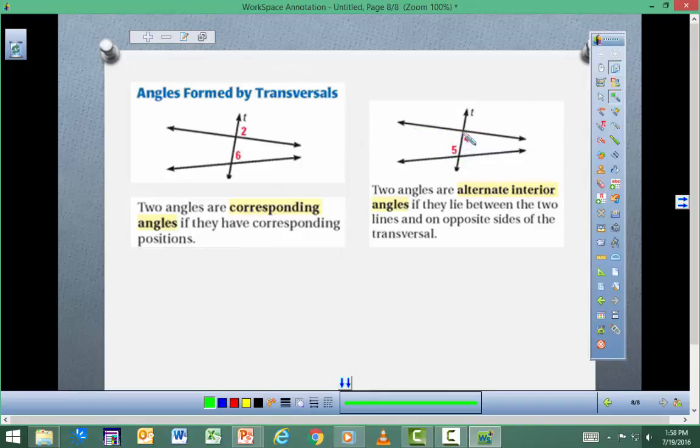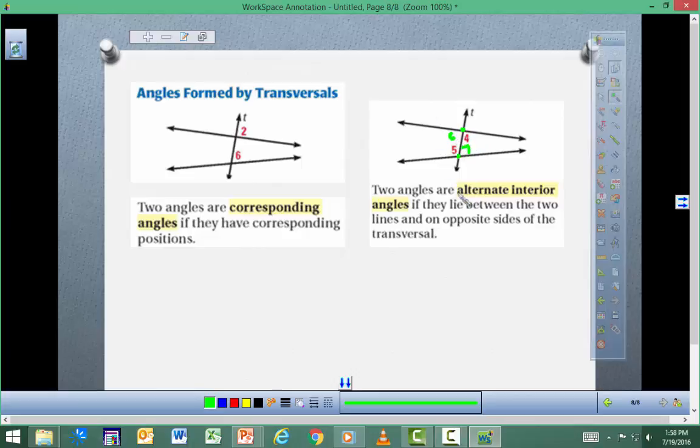This angle is, if you look at this intersection point, there's an angle right here also. I'll call it number 6. This angle is also interior. And there's an angle down here that's interior. I'll call it angle 7 for the time being.